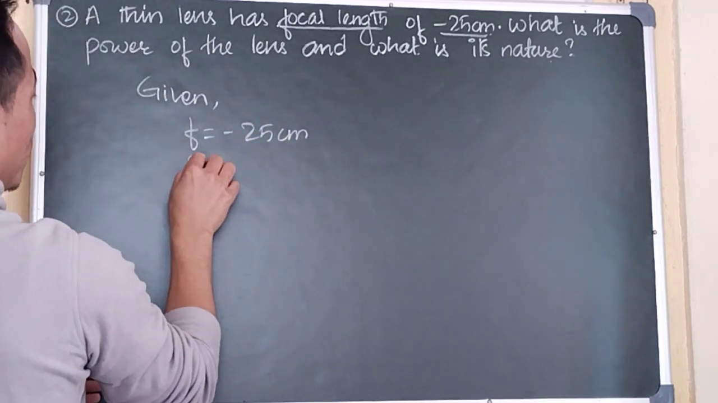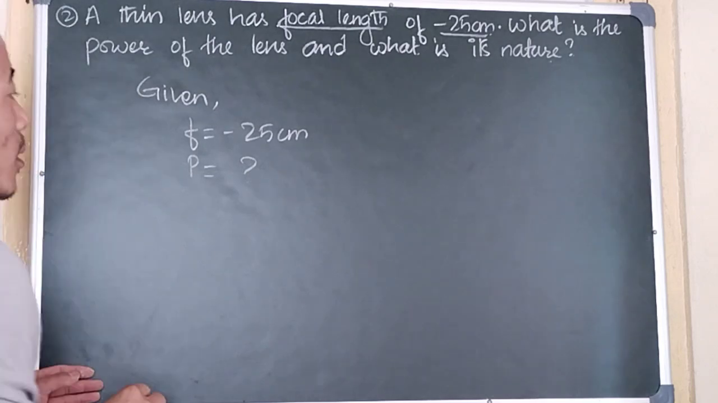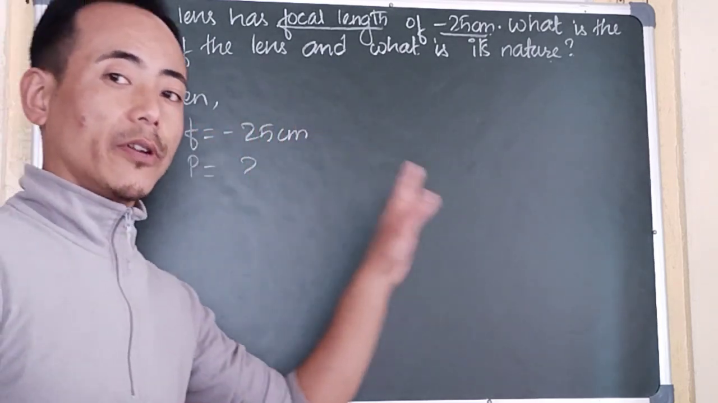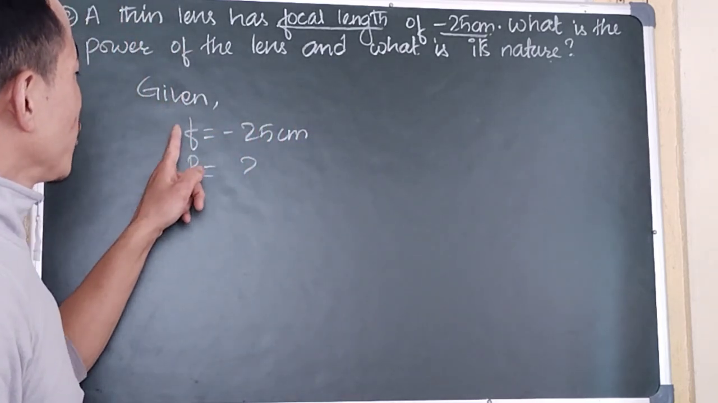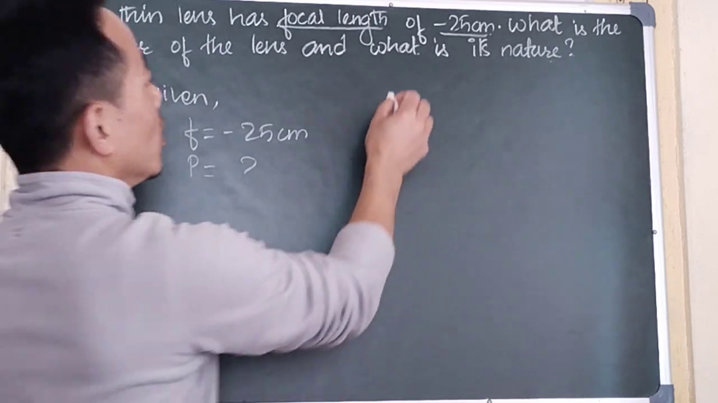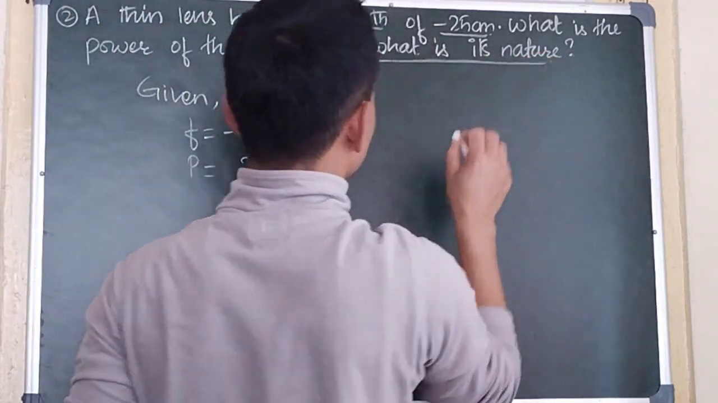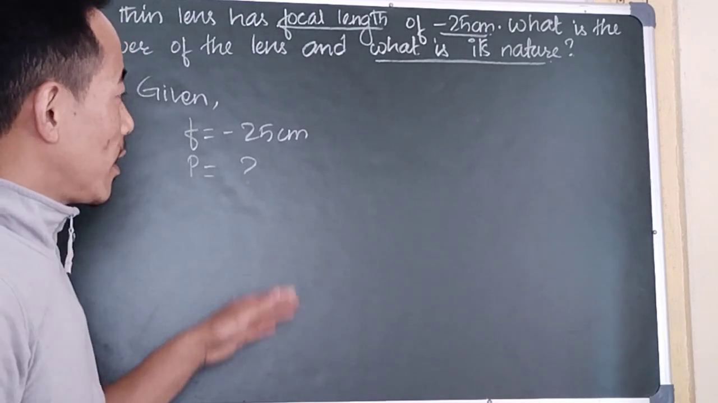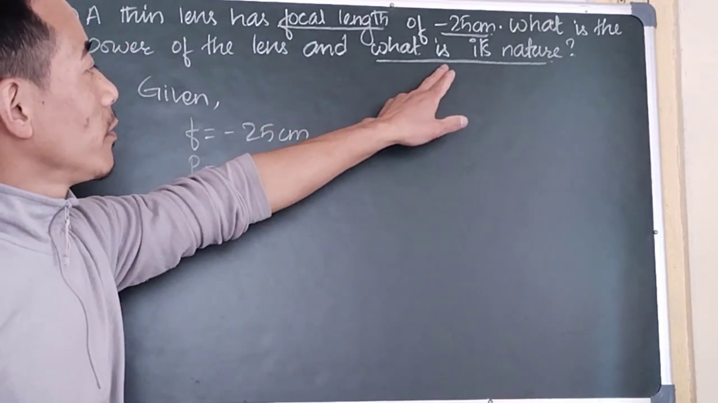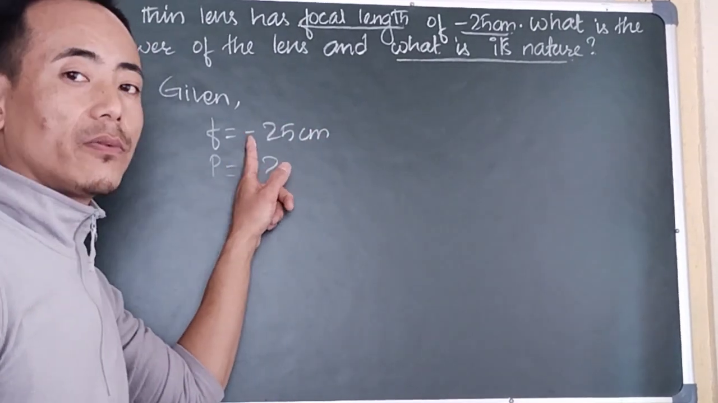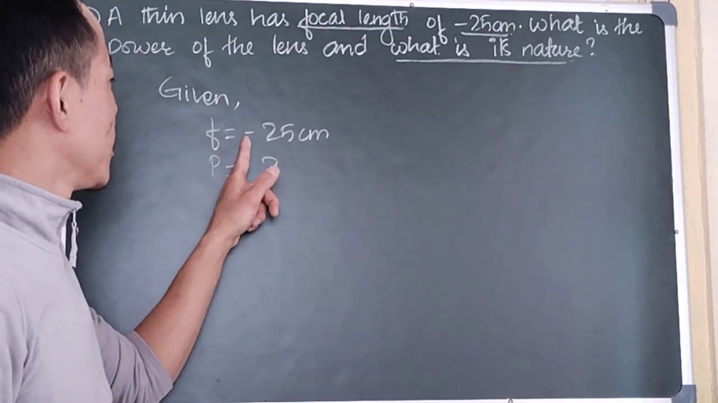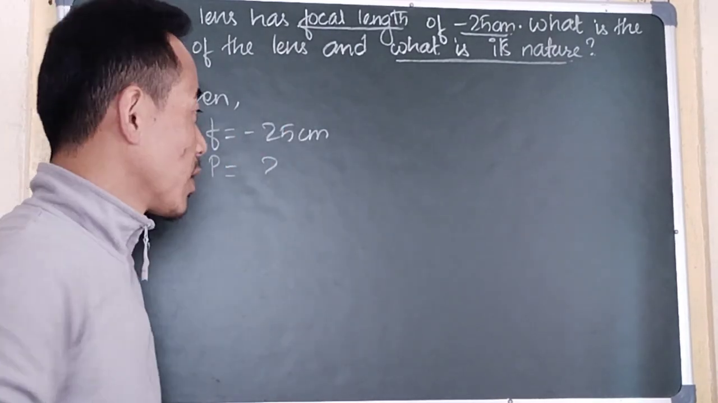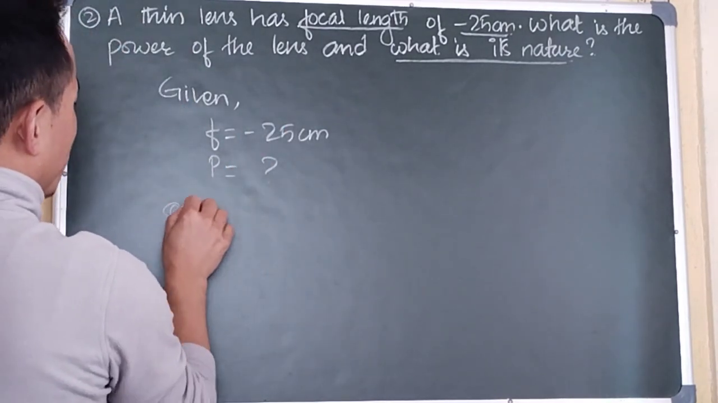Now you need to calculate the power of the lens. Here we don't know what kind of lens is given, but if you look at the sign convention for the focal length, you already know the nature. So what kind of lens has a focal length which is negative? It is a concave lens. So we'll write the answer at the end, but you don't have to do anything for this. You just have to see the sign convention for the focal length. Focal length is negative, means it is a concave lens. Alright, so let's calculate the power.